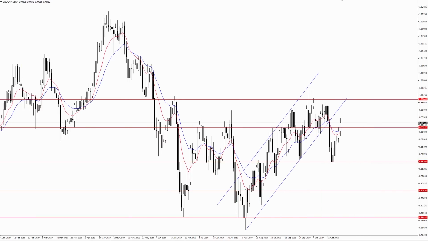Next, we have the US dollar versus the Swiss franc or USDCHF. This is one that I wrote about on Friday, and we were watching this ascending channel that recently broke down.